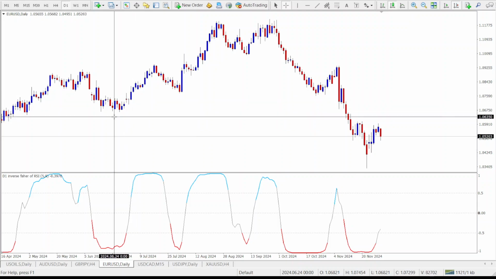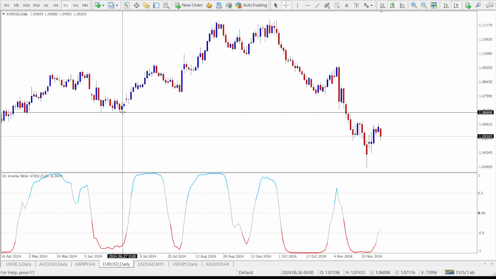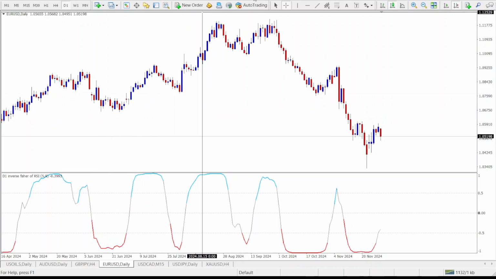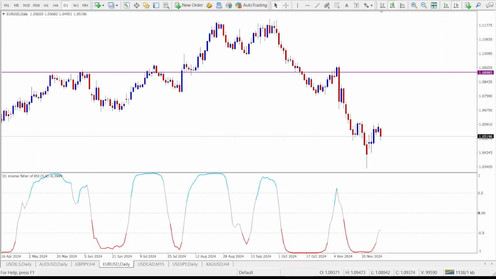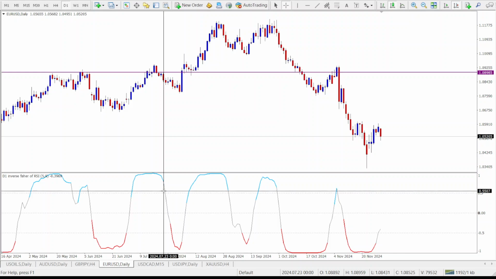After doing that, we can set our stop loss right below the swing low, and then for our take profit, we can decide to use resistance zones, or we can decide to wait for the inverse Fisher of RSI indicator to get into the uppermost zone, or rather, to climb above the 0.5 level and start pointing downwards. Once it crosses below the 0.5 level, it's a good time to exit your buy trade.